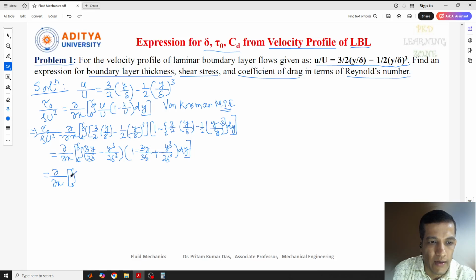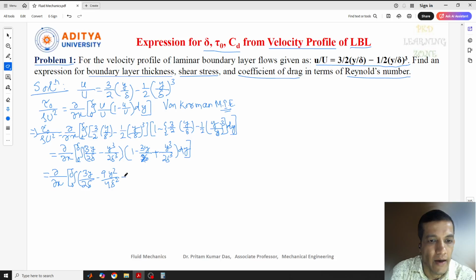0 to delta, 3y by 2 delta into 1. So we'll give another bracket here, so that I'll write 3y by 2 delta, then minus 3y by 2 delta, minus 3y by 2 delta here. Okay, so here we'll get what, 9, this is 3y by 2 delta, and here also 3y by 2 delta only. So 9y square by 4 delta square.